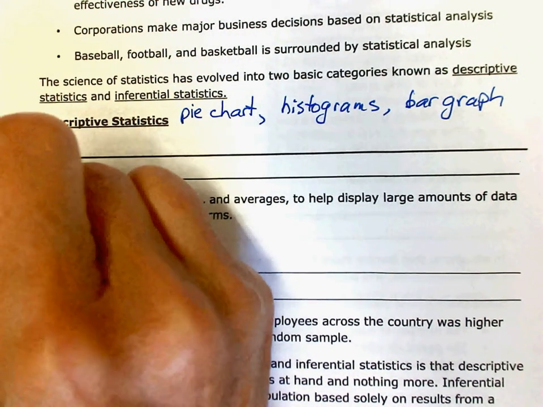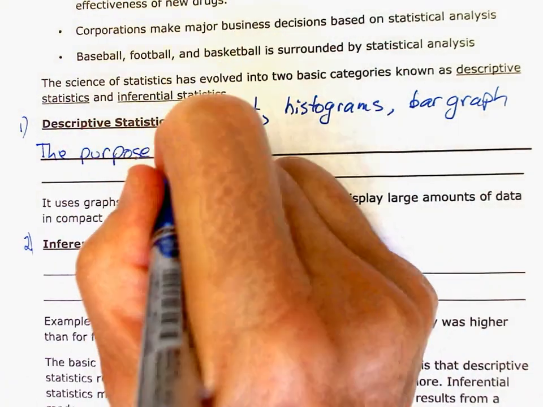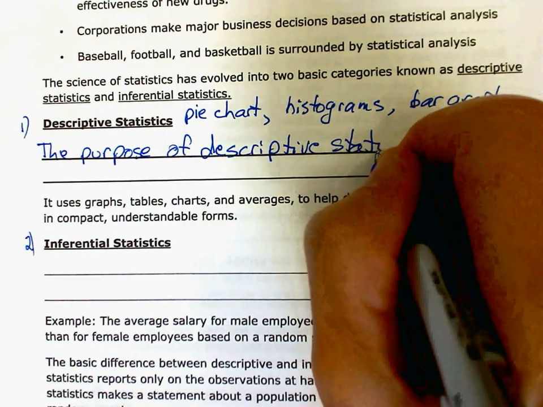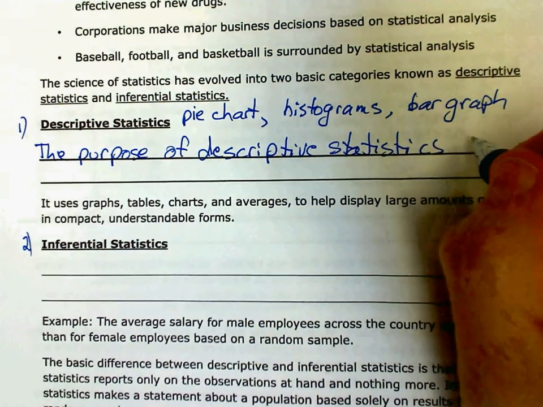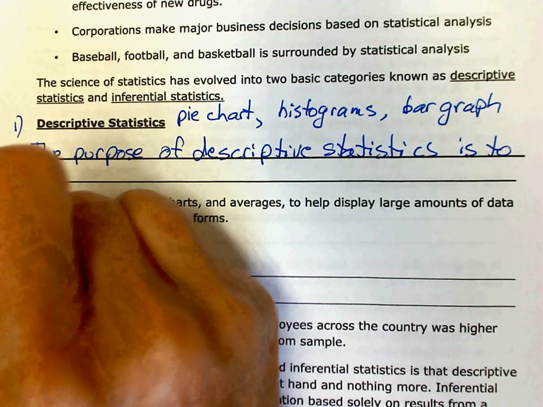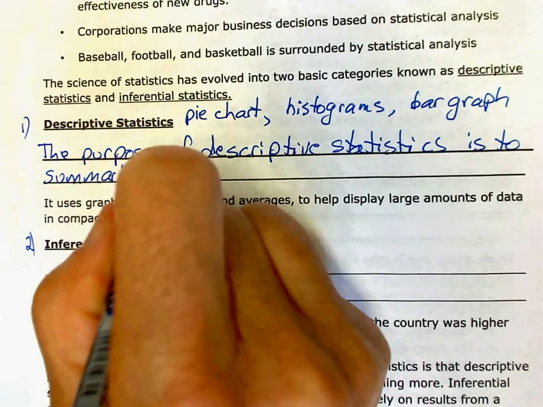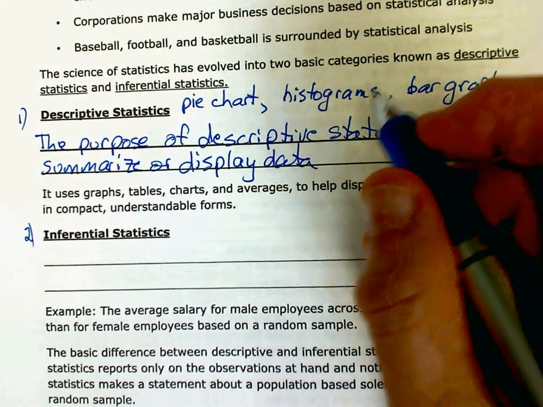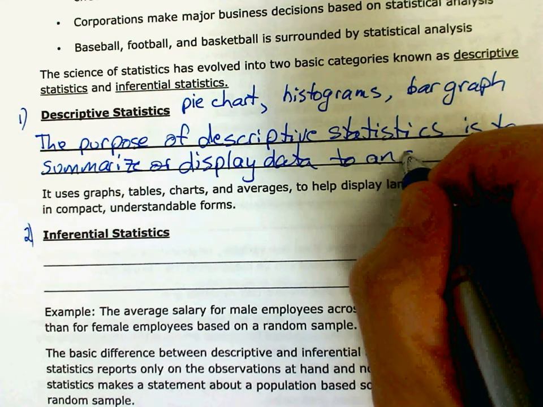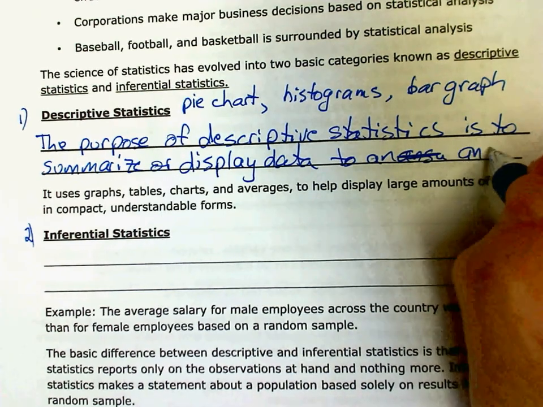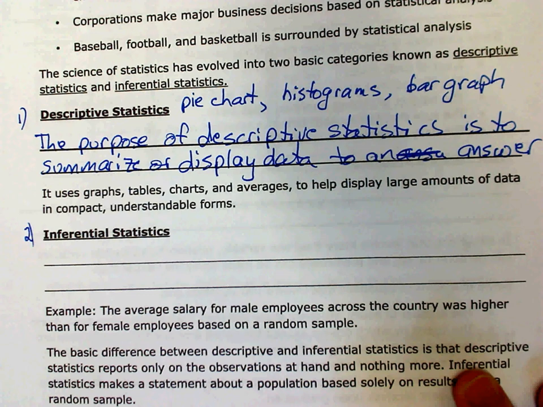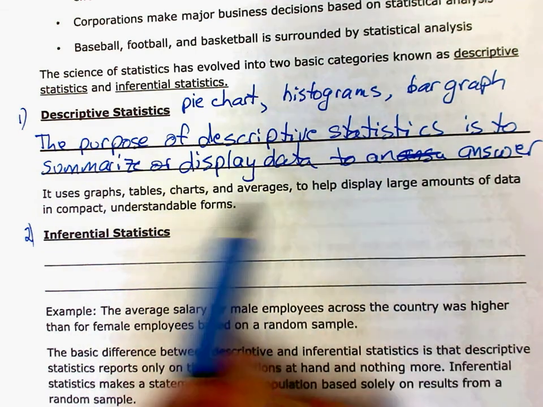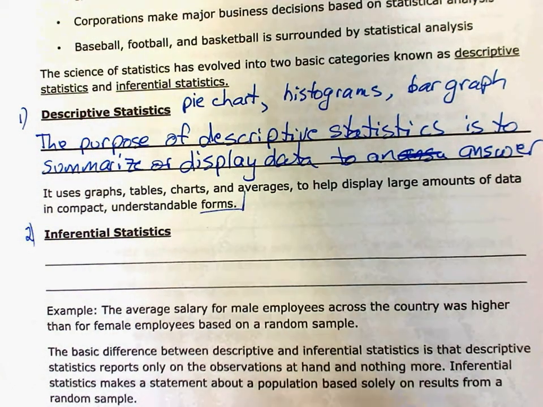The purpose of descriptive statistics is to summarize or display data, to get an eyeball overview of how your data looks, to get an answer. As I said, it uses graphs, tables, charts, averages to help display large amounts of data in compact, understandable form. So we'll talk about that, okay?